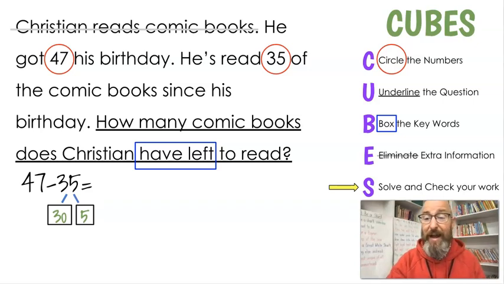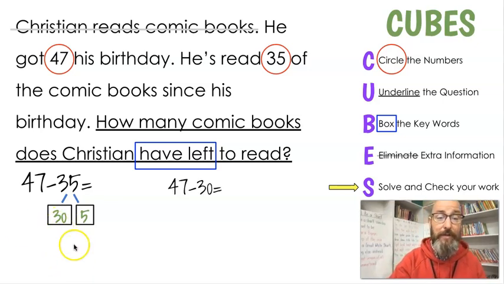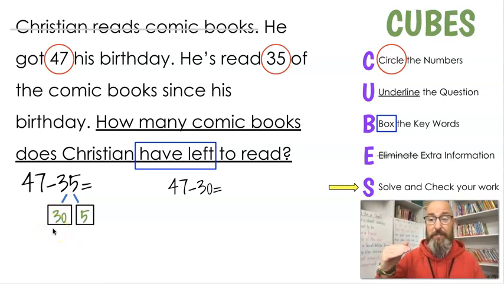So then we're going to subtract. What do I subtract? 47 minus 30. That's right. That's the first one. We're taking away our tens. There's 3 tens in 30. That means there's 3 jumps. So we go from 47 to 37 to... Did you get 17? I hope so.